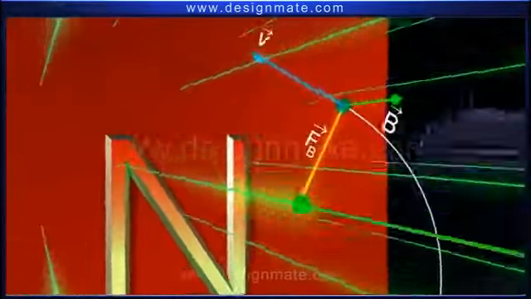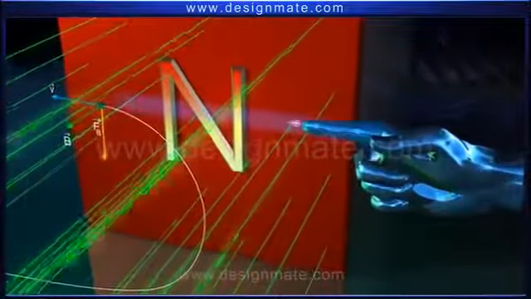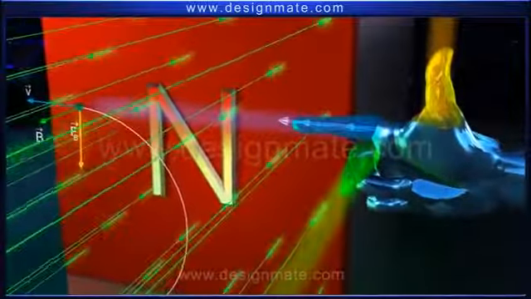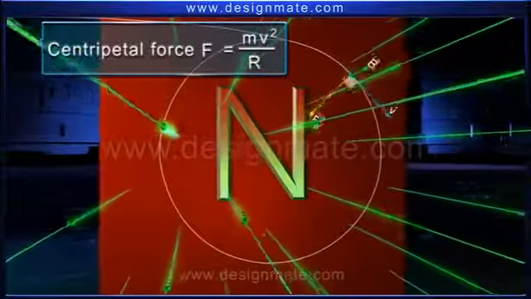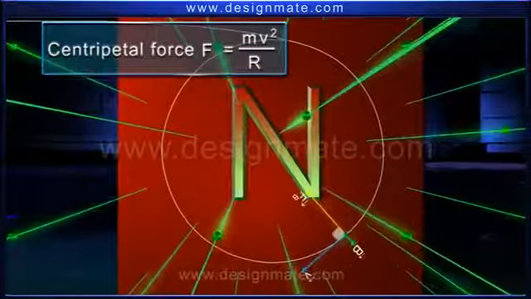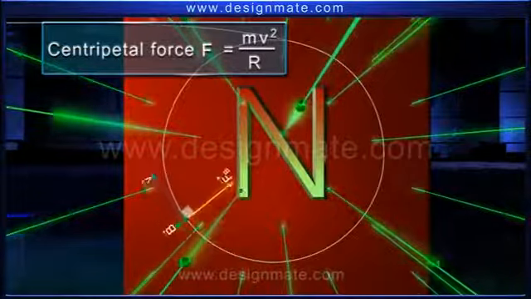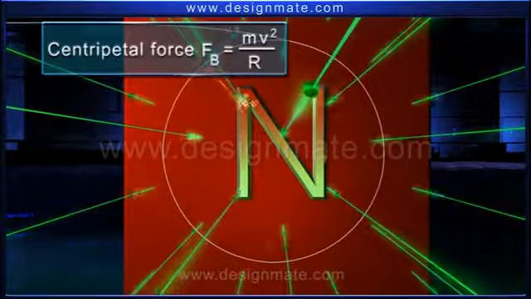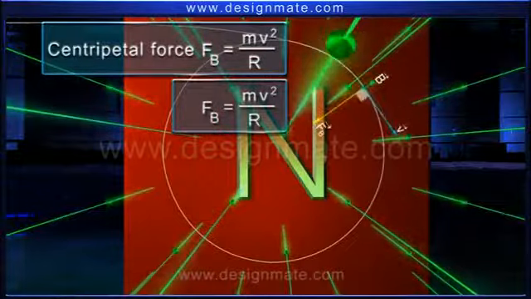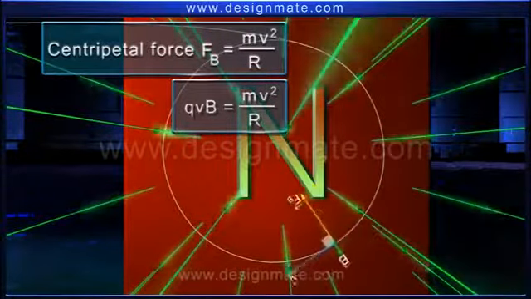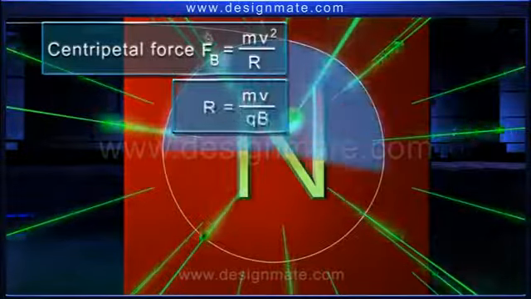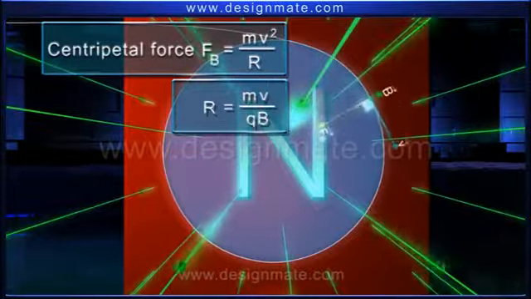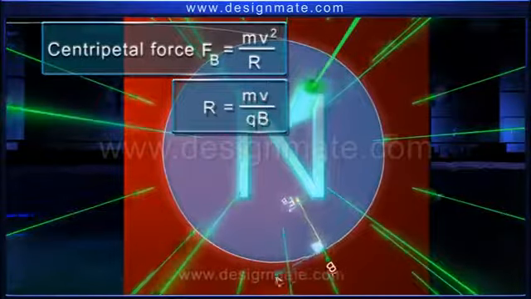The above fact is true for the negative charge also. But the direction of the magnetic force acting on it is opposite to that given by the thumb in the right-hand rule. For circular motion, the centripetal force F is equal to mv squared over r. Here, the centripetal force is provided by the magnetic force Fb. Hence, QVB is equal to mv squared over r. Therefore, the radius r of its circular orbit is r equals mv over qB.